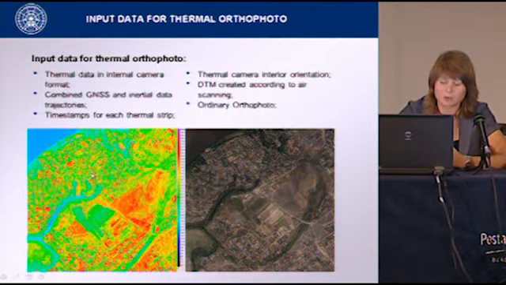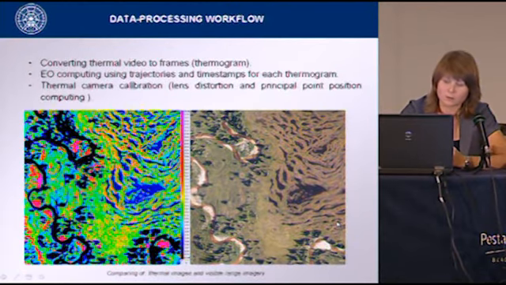At the entry point we had thermal vision data, which was then converted into frames with the single scale for the whole project. These data were united with GNSS data and with the data of DTM acquired after the laser scanning. And also for better interpretation, we use classical orthophoto. These are the same stages which are described here.